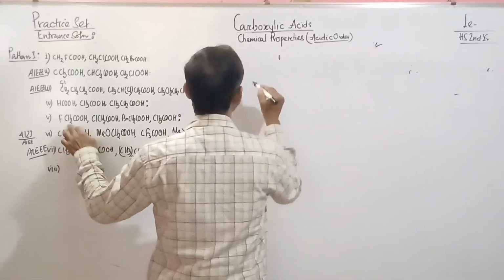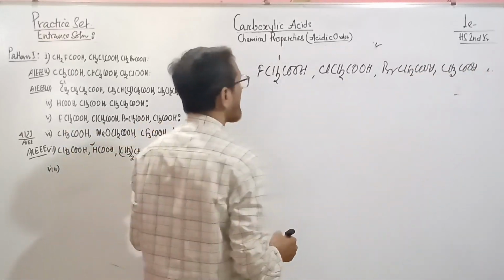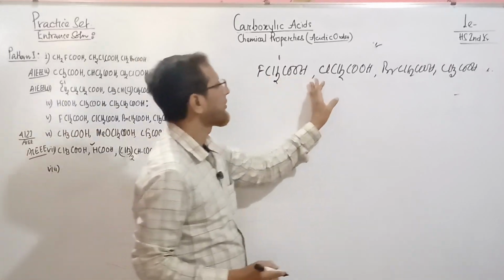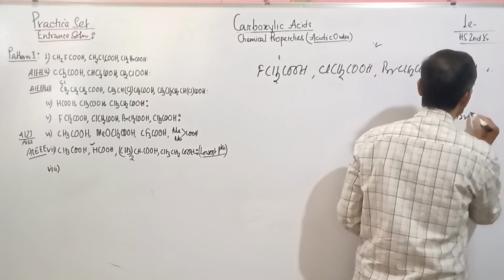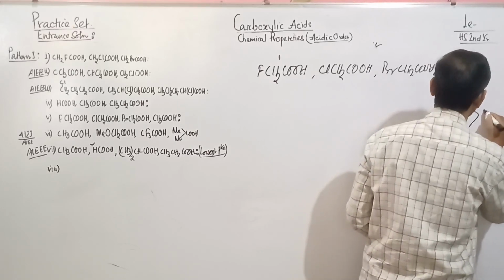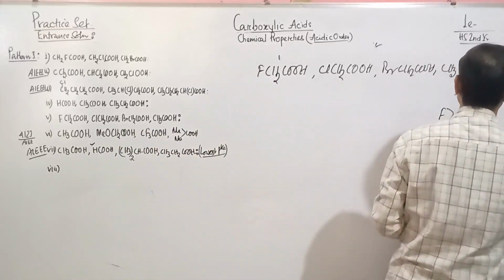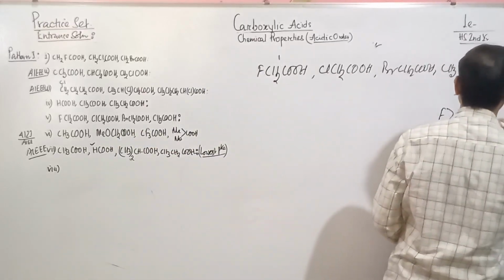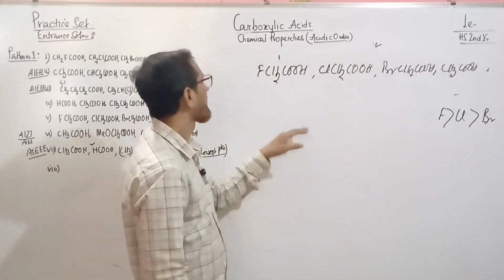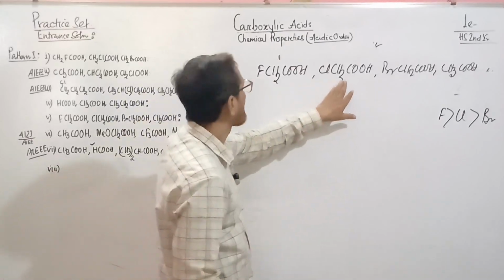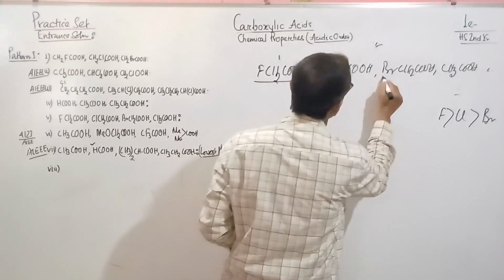Next one is, here you see, fluorine, chlorine and bromine. Earlier we have told you the minus I effect of fluorine, chlorine, bromine is of this order. So if you just see here, this is fluorine and this is chlorine, this is bromine.